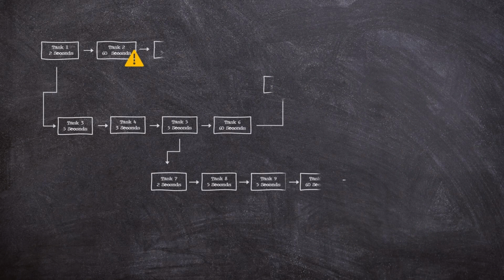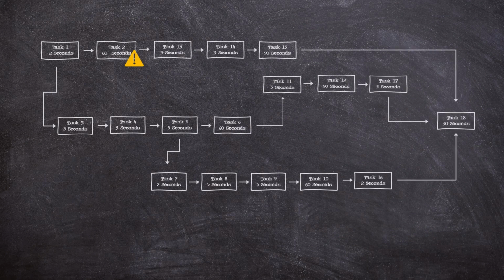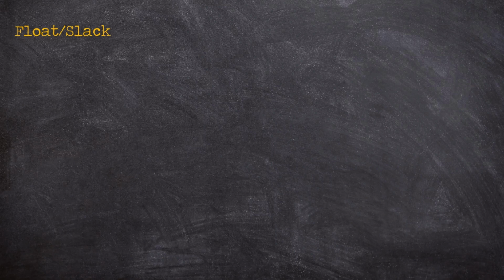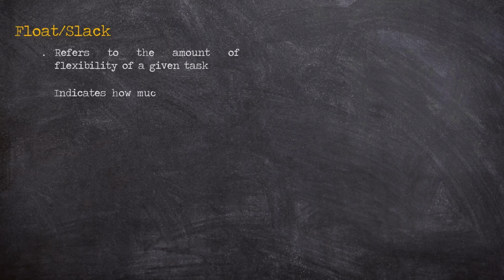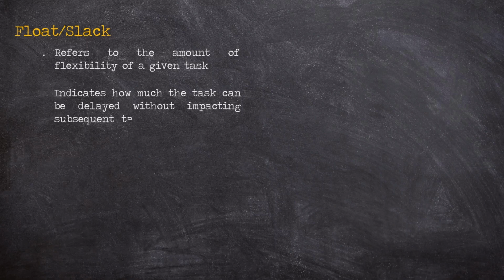You may notice that some path or activity may be delayed without affecting subsequent tasks or the activity end time. This is what we call the float or slack. Float or slack in project management refers to the amount of flexibility of a given task. It indicates how much the task can be delayed without impacting subsequent tasks or the project end date.